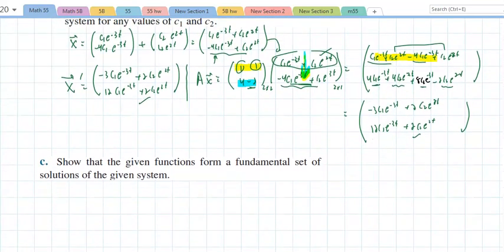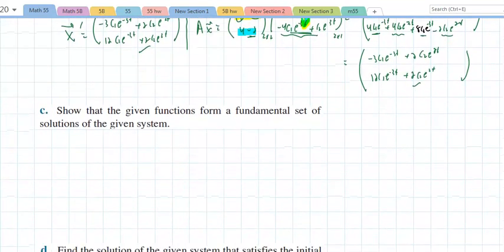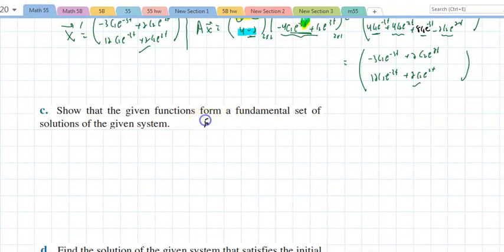Now, show that the given functions form a fundamental set. How do you show that it forms a fundamental set? For a fundamental set, the first should be a solution, the second should be a solution, and any linear combination is a solution, and they must be linearly independent. So how would you show that they are linearly independent? First, to form a fundamental set, you would show that x1 and x2 are solutions, and we just did that in part A.